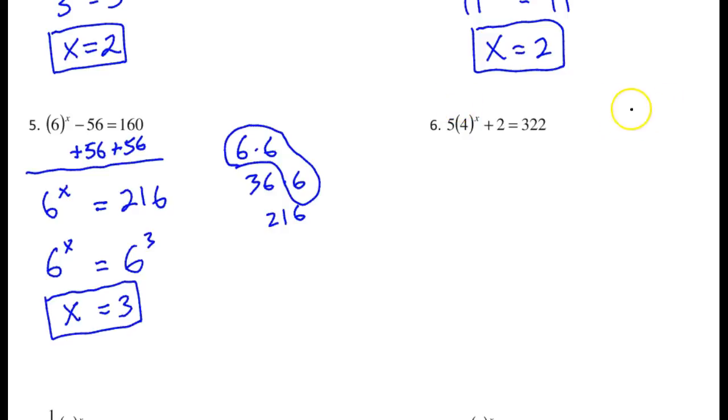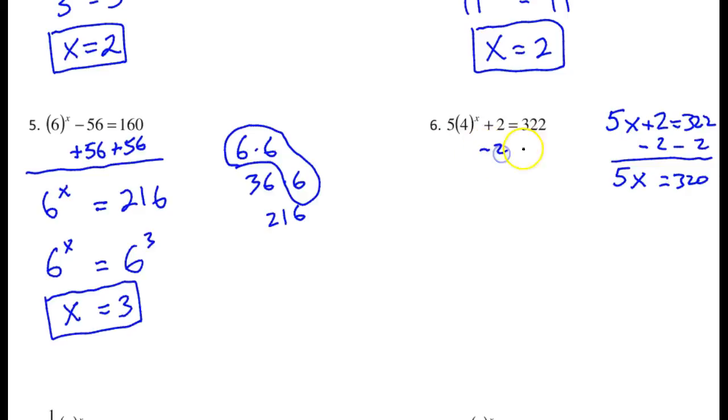Number 6, very similar to what we've always done, so just pretend if this was a 5x plus 2 equals 322, how would you solve that? Right? You would subtract 2 on both sides, and then you would divide both sides by 5. So same thing here, start off by subtracting 2 on both sides. And you can see why we use the parentheses here, so it's a little bit easier to see what's coefficient and what's a base. Divide both sides by 5.